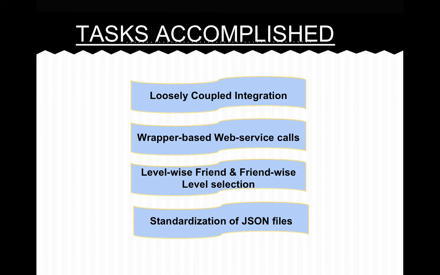Just reviewing once again the tasks we have accomplished: we have loosely coupled integration done with the front-end code base. The wrapper based web service calls are working perfectly, and in minimal time, increasing efficiency. The level-wise friend and friend-wise level selection has been integrated into our code base, and there's a small demo in another video done by Mayank, and we'll be sharing that video with you as well as a link.